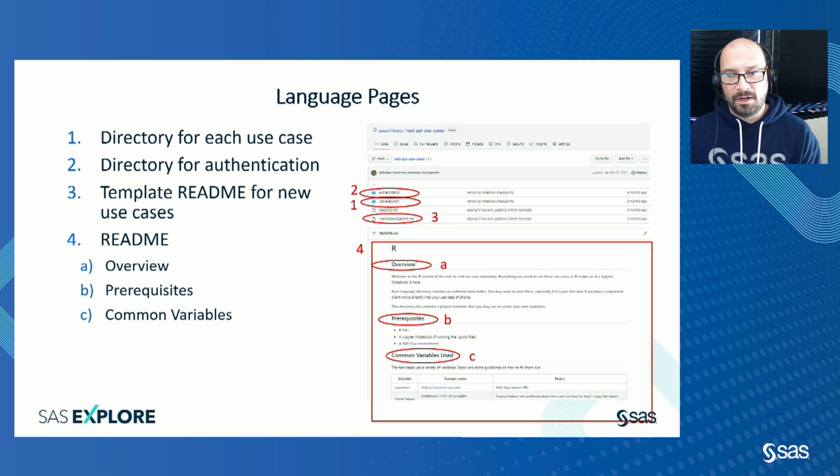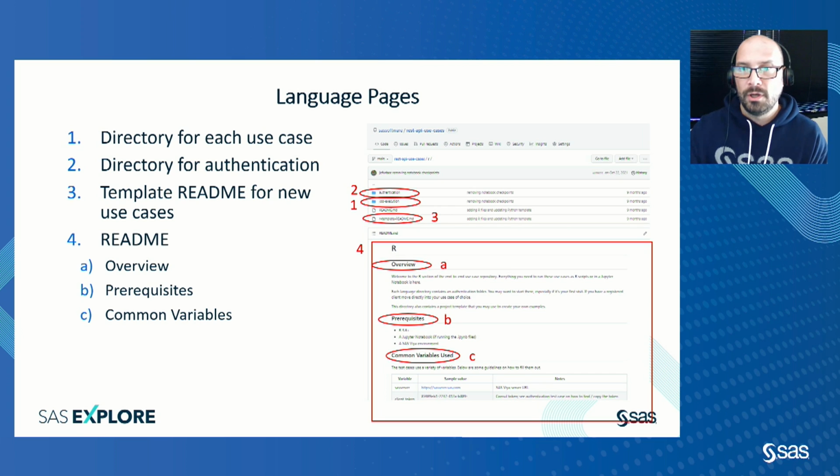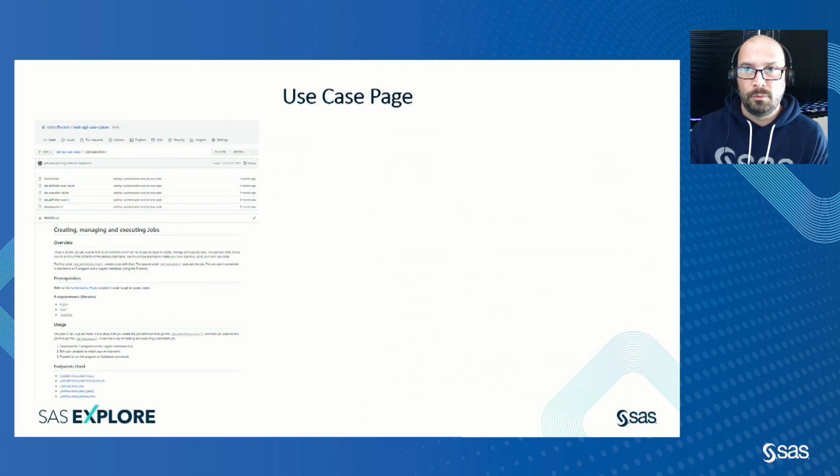And finally, we have common variables. What these are is, every time you run API use cases, you're going to need to connect to the SAS server. Well, in one use case, we don't want to call it SAS server, and in another use case, call it host. So we want to standardize how we communicate variables throughout all of the code samples that we use. So we give you some specific and common variables that we want to use there.